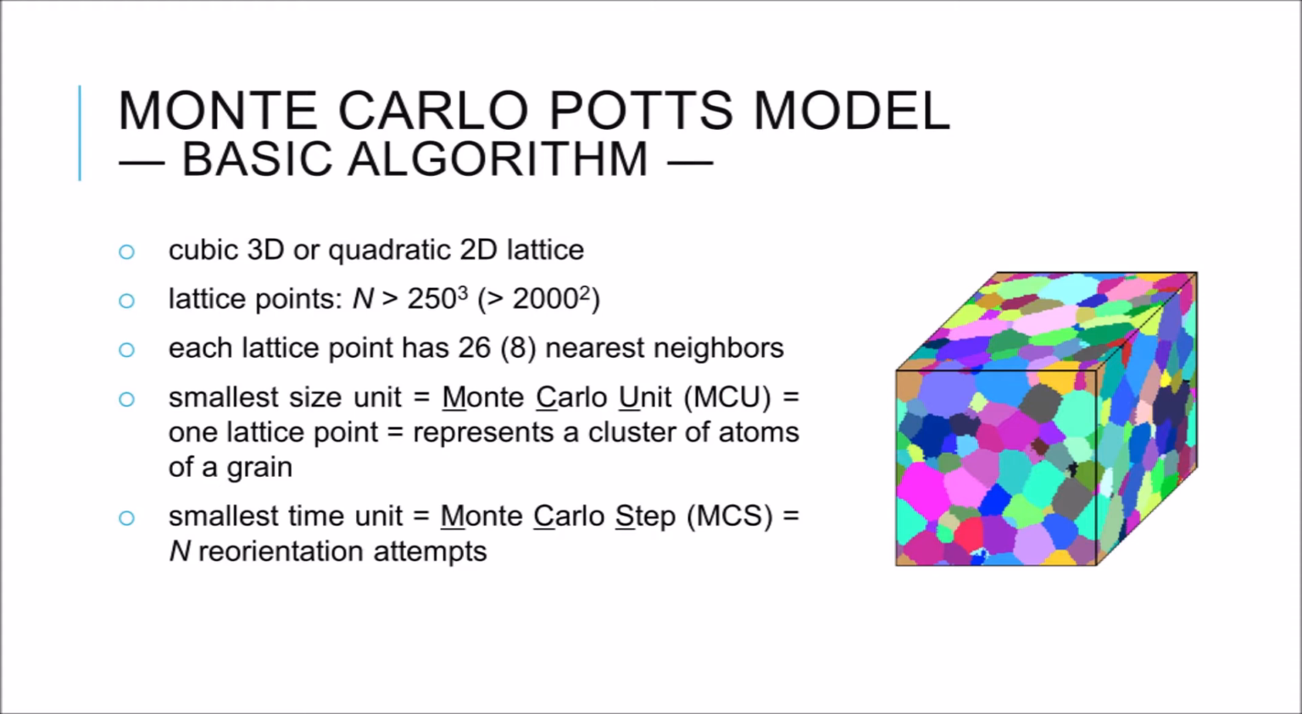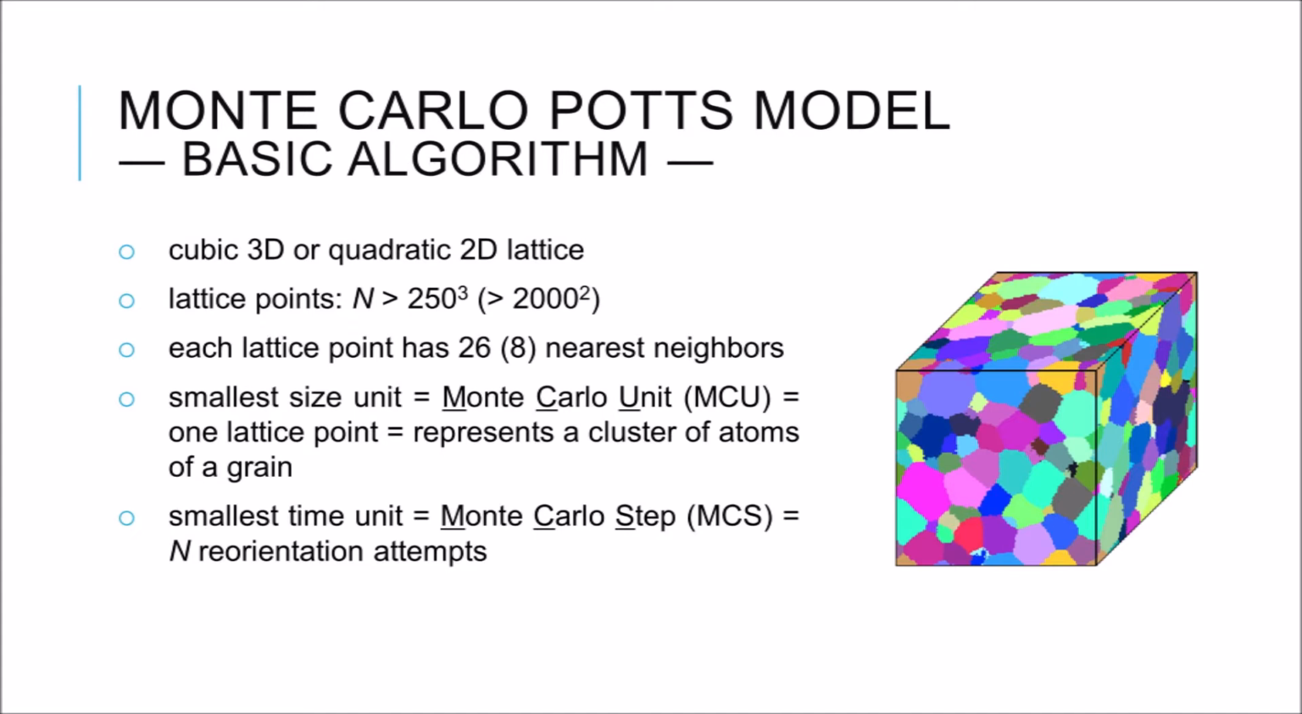Each of these lattice points has a certain number of nearest neighbors, and I prefer to take in 3D 26 nearest neighbors. So you can imagine it as a cubic lattice and you go for your first nearest neighbors left, right, up, down, to the front and to the back, and then you have the second nearest neighbors, which are slightly further away in your lattice, and then the third nearest neighbors. And in 2D, I usually take the 8 nearest neighbors, which are the first and second nearest neighbors.